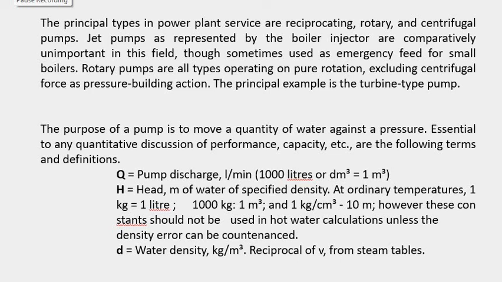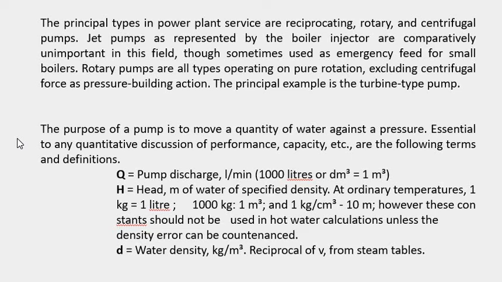These are the three. Jet pumps, represented by the boiler injector, are comparatively unimportant in this field, though sometimes used as emergency feed for small boilers. Rotary pumps are all types operating on pure rotation, excluding centrifugal force as a pumping action. The principal example is a turbine type pump. The purpose of a pump is to move a quantity of water against a pressure, so that's its main purpose.